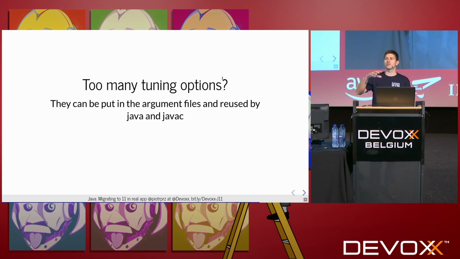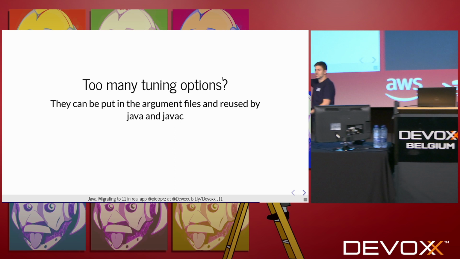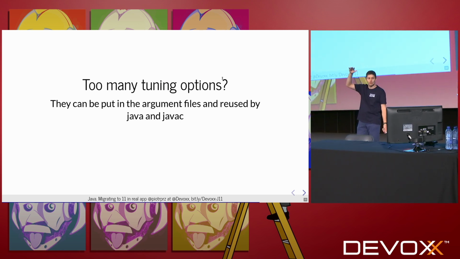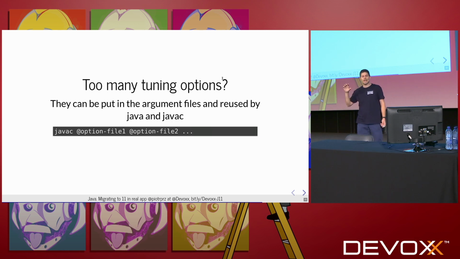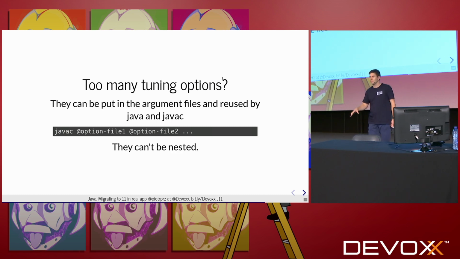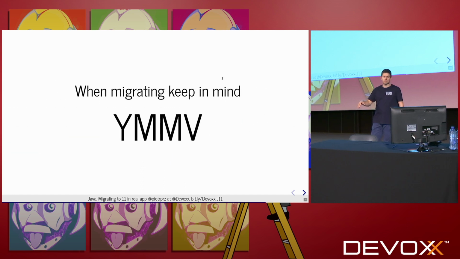And if you end up having too many options like this, like 50 for a single library and 70 for another one, and you don't want to have all of them listed in Maven or in a bash script, you can set them in a simple flat text file, and you can change these text files. One thing you can't do, you can't nest them. That's an important thing to remember.